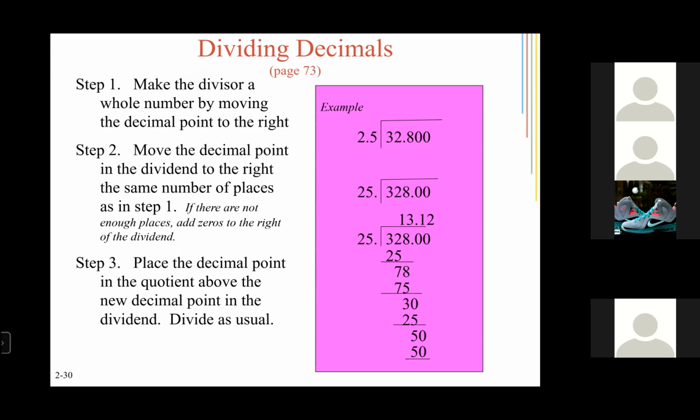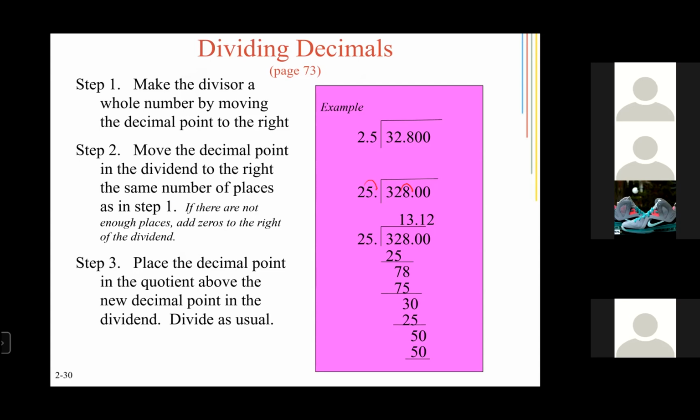But if you change the divisor into a whole number like 25, you have to be mindful that if you move the point to change that into a whole number, you have to do the same thing with the number you're dividing. So you'll see that it was 2.5, they moved the point to make it 25. So you have to do the same thing. It was 32.8, so they moved the point one place to make the number 328. So now instead of doing 2.5 into 32.8, we are doing 25 into 328.